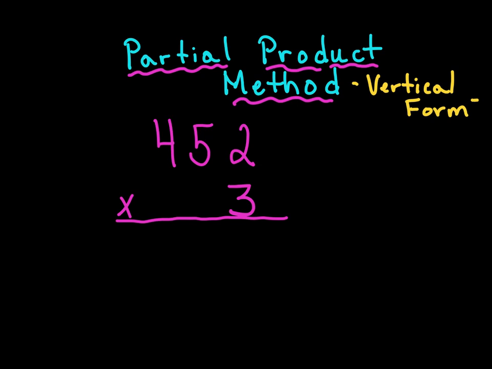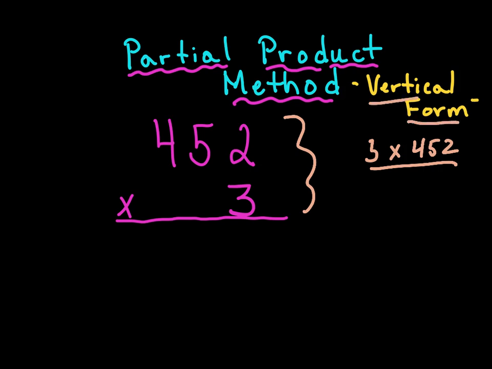Partial product method. Sometimes they refer to it as vertical form. Vertical form is the way it's positioned. There's horizontal and then there's vertical. Horizontal, if you remember, looks something like this: 3 times 452. That's horizontal. This right here, my friends, is considered vertical form.